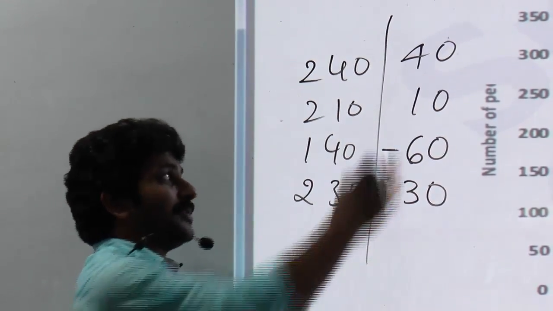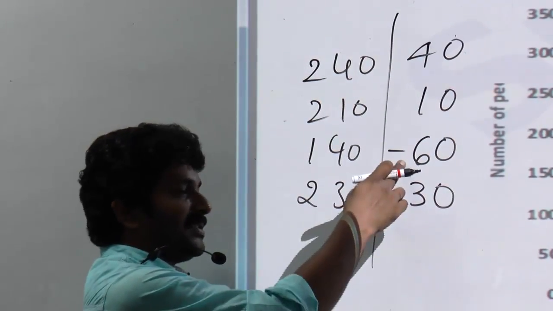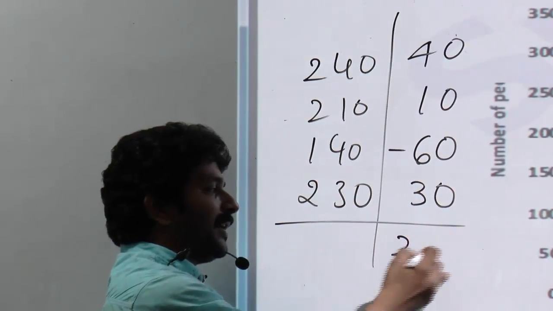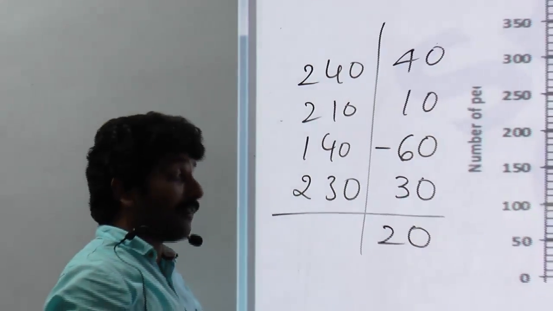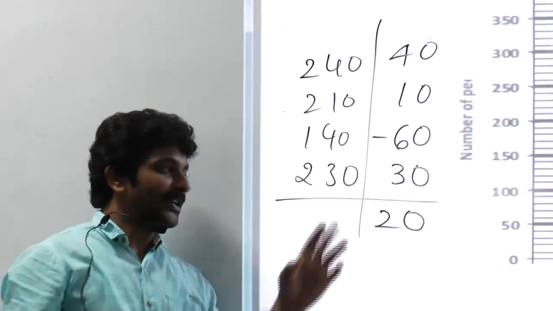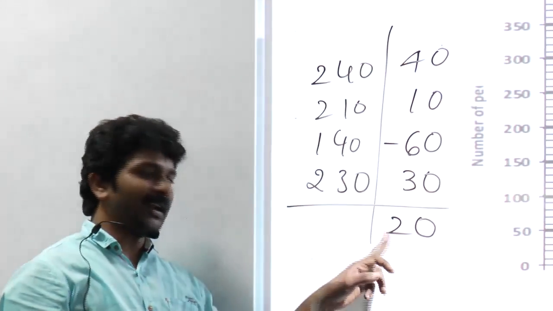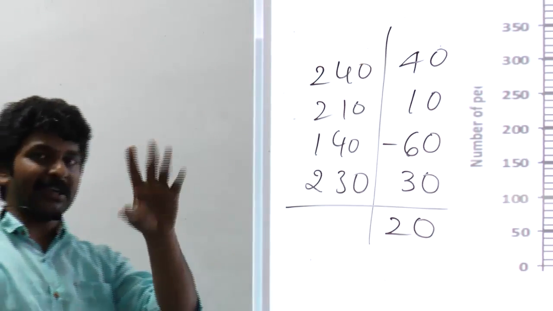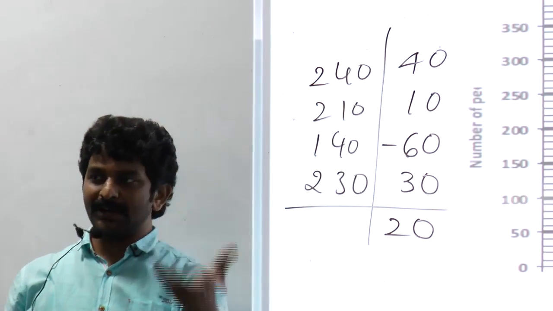Let me take positive numbers 40, 50, 80. 80 minus 60, 20. So after making every number 200, still you have 20. Now you need to adjust 20 among 4 numbers. Each number gets 5 more. Total it is 205.